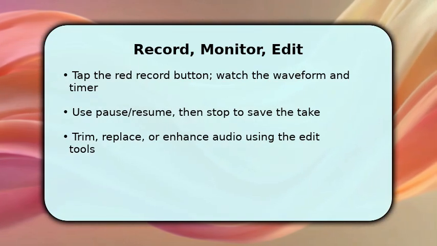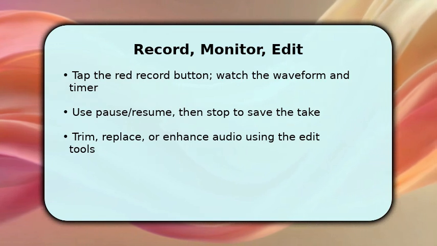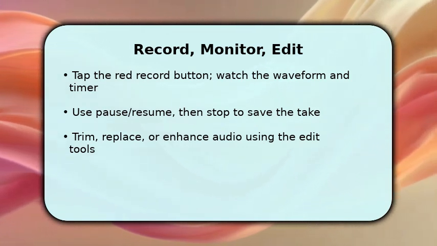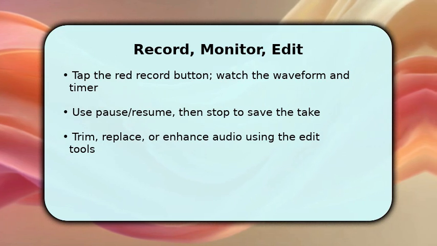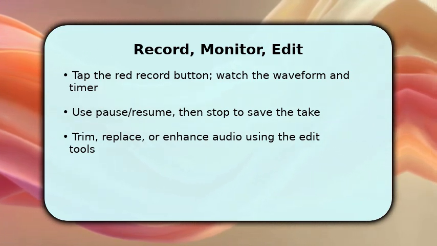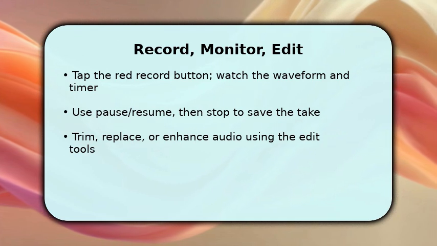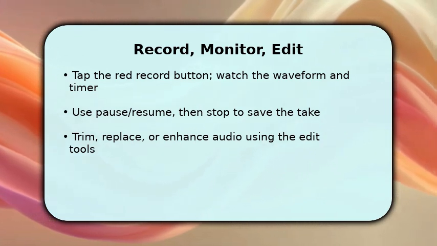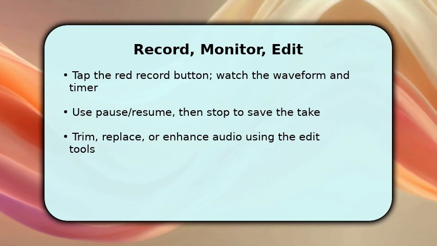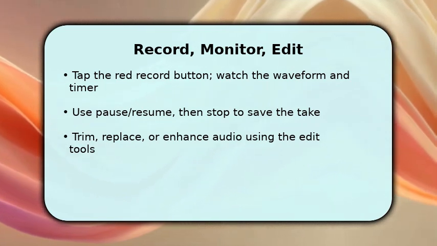Tap the large red record button and begin speaking. You'll see a waveform and timer that show input level and duration. If you need a break, hit pause and resume so segments stay in one file, then press stop to save the memo. For better clarity, use a pop filter or move closer to the mic and adjust your angle.